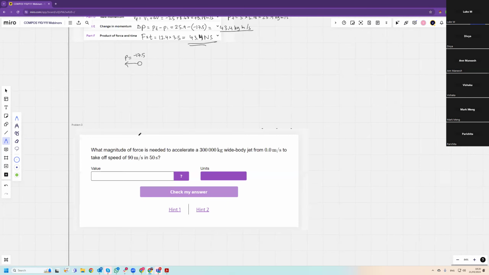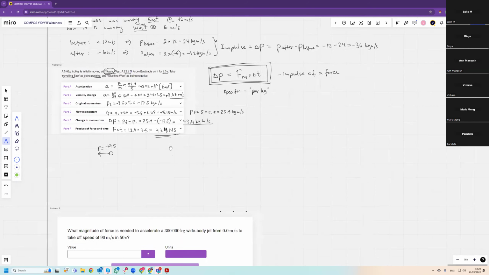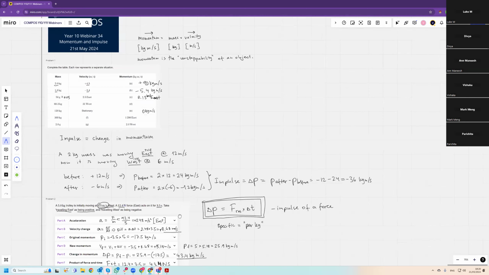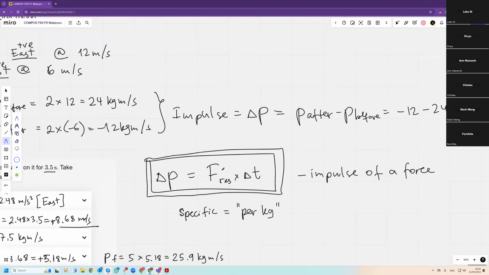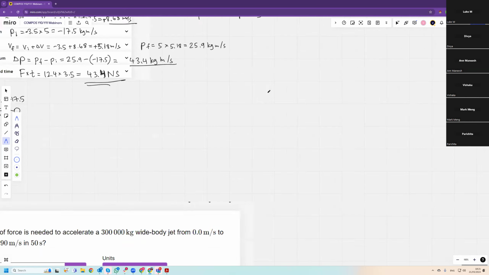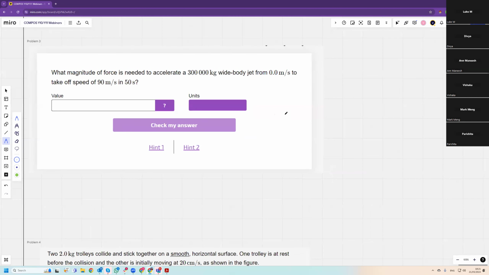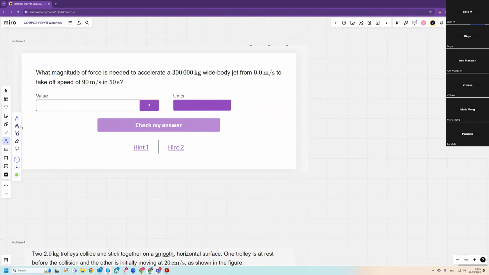All right. So once again, we're talking about two things: momentum, and impulse. Impulse is the change in momentum, and impulse is also force times the time. What magnitude of the force is needed to accelerate a 300,000 kilogram wide body jet from 0 to 90 meters per second in 50 seconds? That sounds about right. When a plane takes off, it takes about 50 seconds.